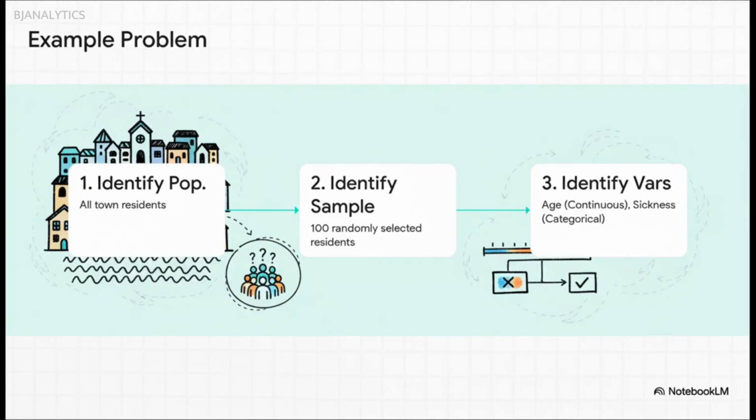Okay, let's put this all together for our factory town problem. Step 1, what's the population? Easy, all the town residents. Step 2, what's our sample? Let's say we randomly select 100 residents to study. And step 3, what are the variables we're measuring? We'll track their age, that's continuous, and their sickness status, which is categorical. Boom. Just like that, our investigation is off to a solid start.